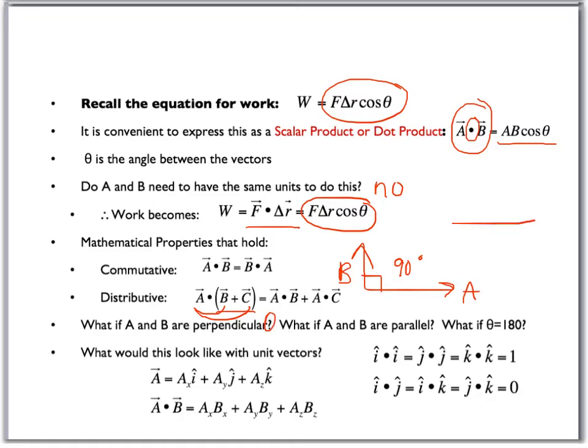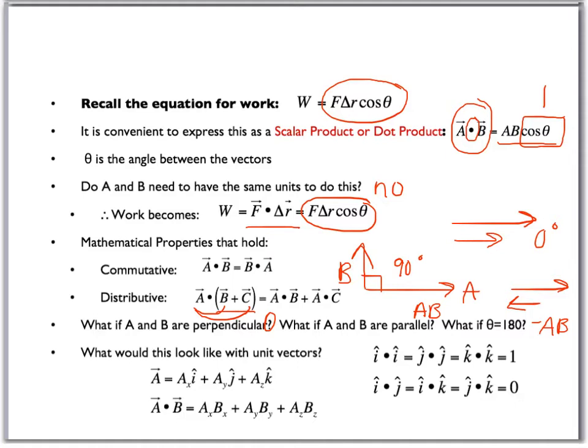Now what if they were parallel? A and B going in the exact same direction. Now the angle between them is 0 degrees. The cosine of 0 is just a 1. And so really this entire cosine theta piece just becomes a 1, and we see that A dot B is simply going to be the magnitude of A multiplied by the magnitude of B. And what if there was 180 degrees between them? Vector A pointing one way, vector B pointing the other way. Now your angle is 180 degrees, and that would simply give you a negative 1. So A dot B would be the negative of the magnitude of A multiplied by the magnitude of B.